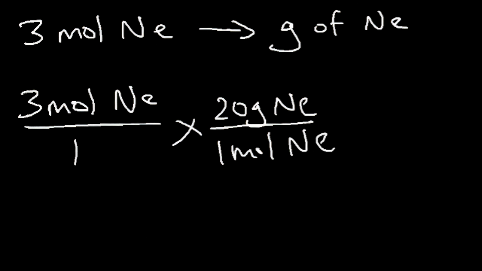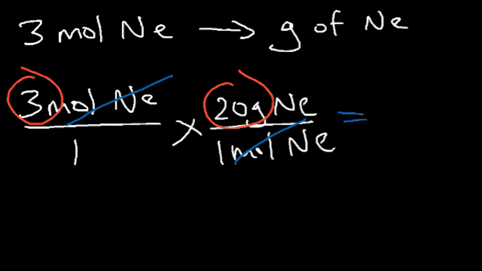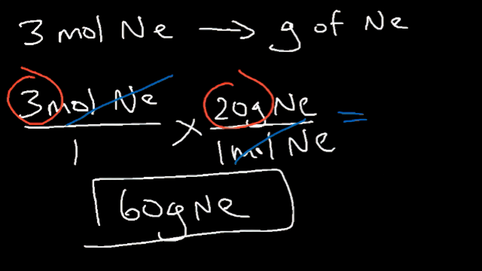So there's 20 grams of neon per 1 mole of neon. So you want to set it up in such a way that the unit moles of neon cancels. And so since we have 2 numbers on top, we've got to multiply. 3 times 20 is 60. So you're going to get 60 grams of neon.